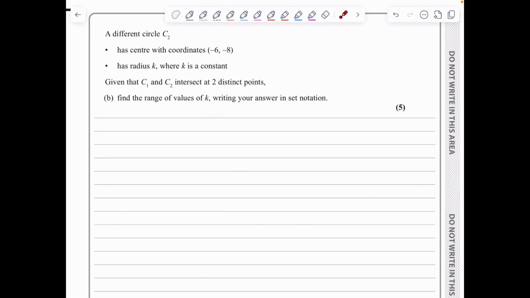We're then given a different circle C2 with center (-6, -8), having radius k, where k is a constant. Now we are told that the two circles C1 and C2 are intersecting at two distinct points, and we need to find the range of values of k, writing our answer in set notation.